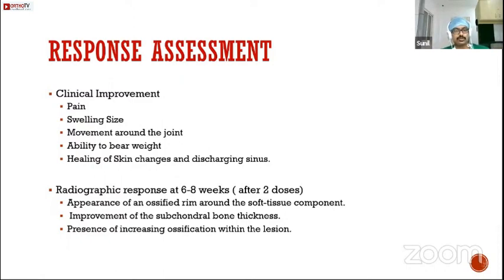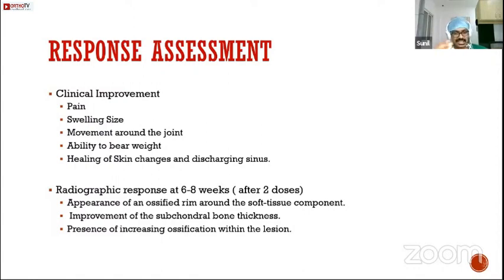How do we assess response? Once we have started denosumab, we know how long to give. How do we assess response? It can be either clinical or radiographic response. Clinical response in terms of pain. If the patient's pain score has come down, whether the swelling size has come down, if it is around the wrist joint, whether the wrist movements are better, or if it is around the knee joint, whether the knee joint movement is better, or if it is in the ankle joint, whether the movement is better. So ability to weight bear is also another example that the patient has responded well.